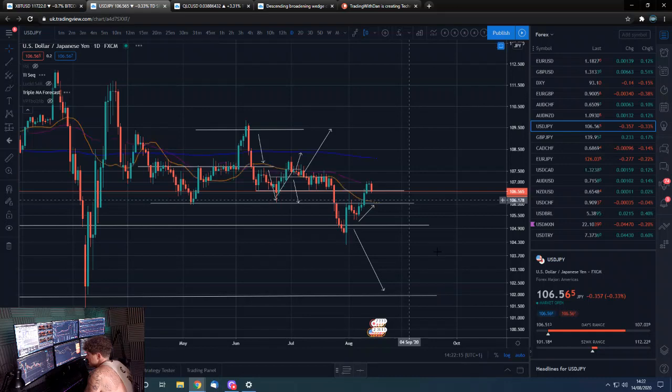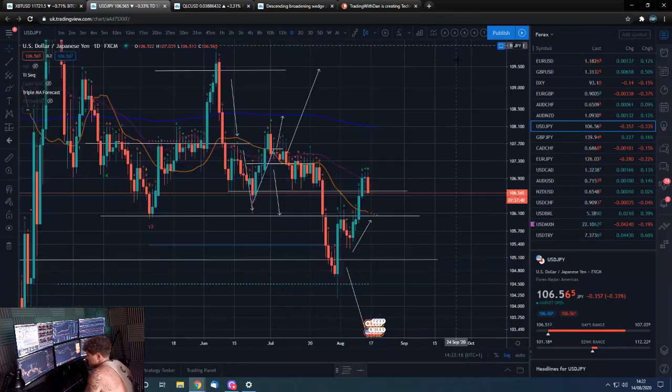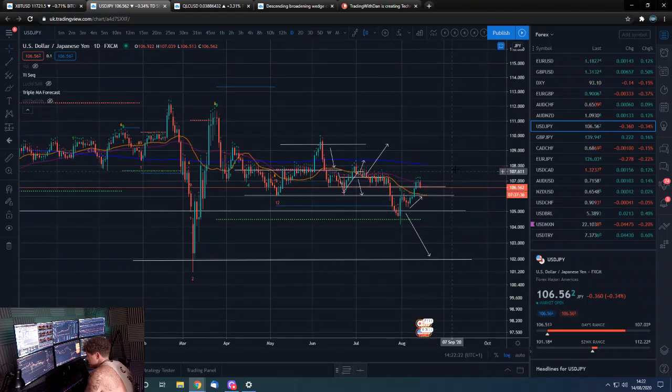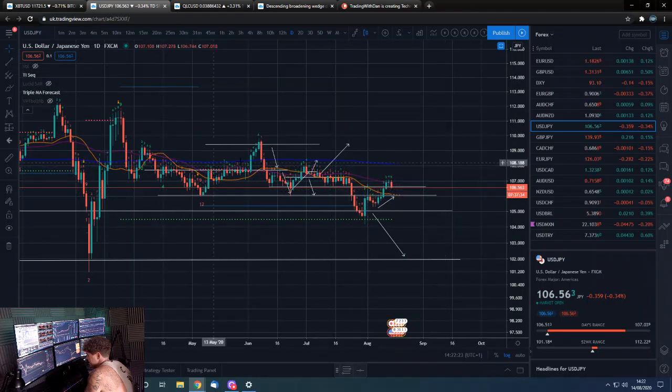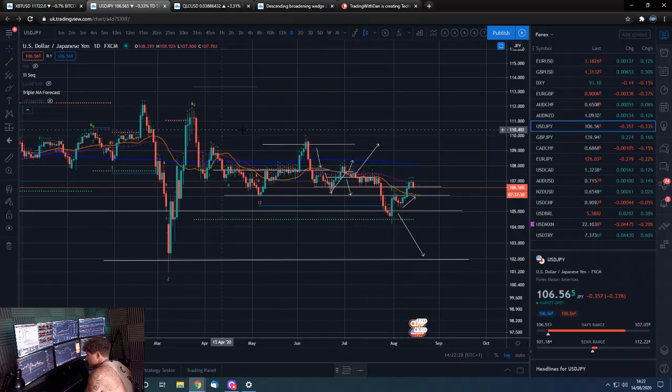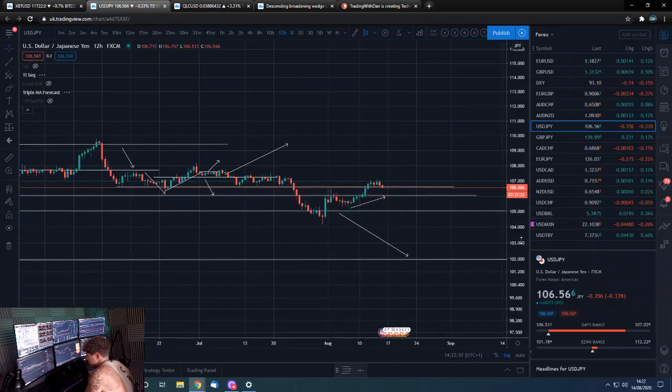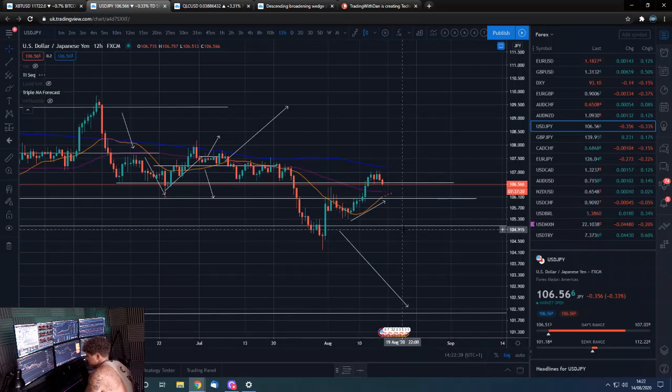GBPUSD. There's no real conviction anywhere here on the daily. I mean, fading edges, fading ranges. You could argue that we could look for a sell here, but yeah, I mean, you just sell the breakdown of these horizontals. Might be some TD on the 12 hour, maybe. Let's have a look. We'll find out.